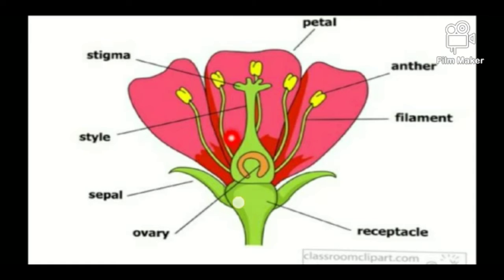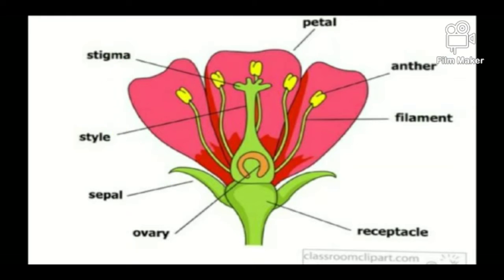Now we have the fourth whorl, which is the female part. These are centrally located, the pistil, that may be formed of a single female unit called the carpel or of several fused carpels, which are collectively called the gynoecium. Each carpel consists of a basal ovary, a middle style and an uppermost stigma.